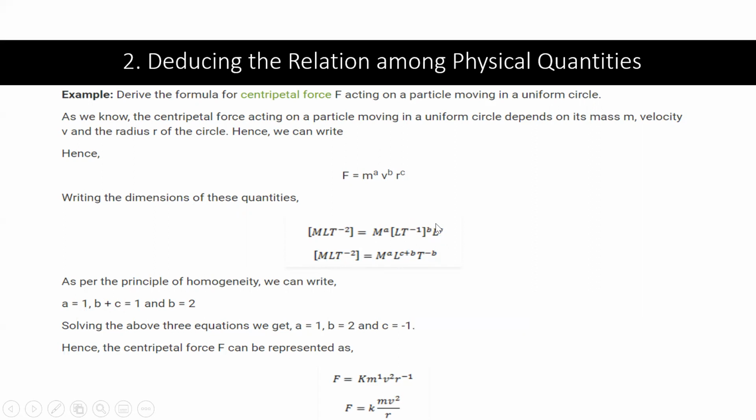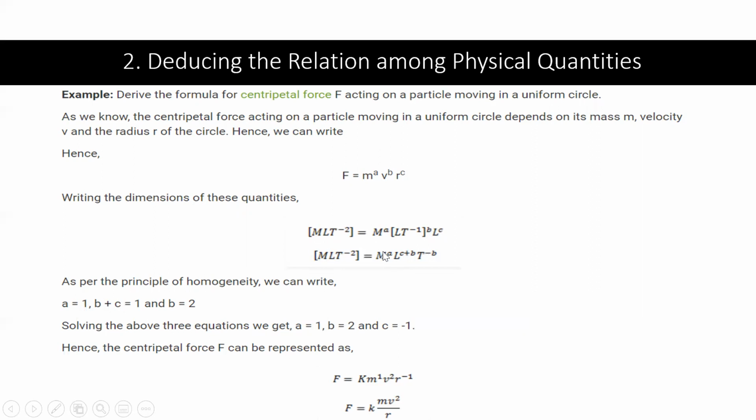So L raised to b plus c. L raised to c plus b, which is same as b plus c. t raised to minus 1 whole raised to b. So t raised to minus b. Minus 1 into b is minus b. So we got the equation.